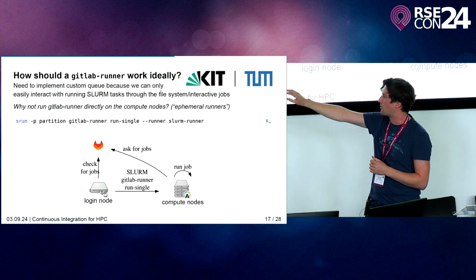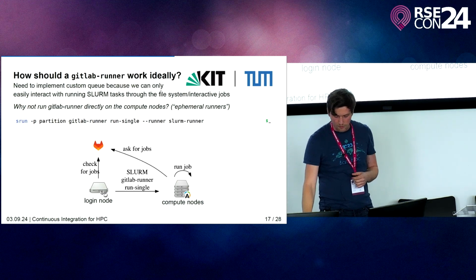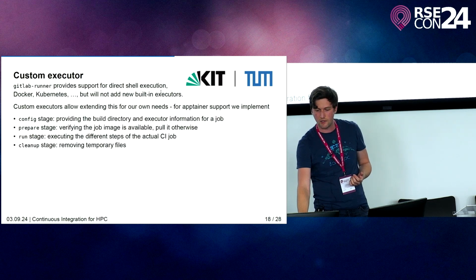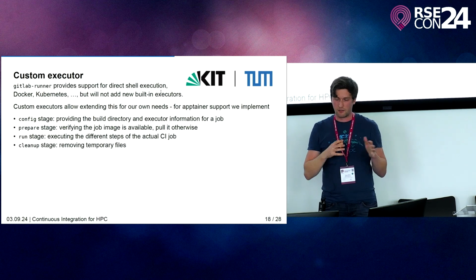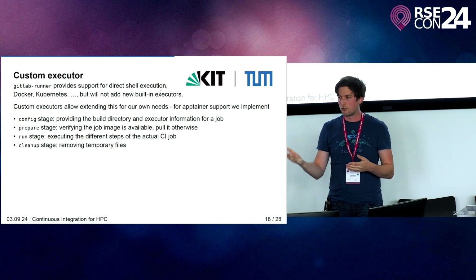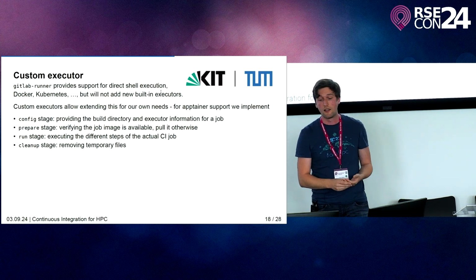Instead of having the GitLab Runner on the login node, we move it to the compute node, and we are able to run everything there instead of on the login node, which also reduces the load on the login node. To make that work, a side note which we haven't talked about so far: Docker is natively supported, but if we want to use something like Apptainer with GitLab Runner, we need to use the so-called custom executor.